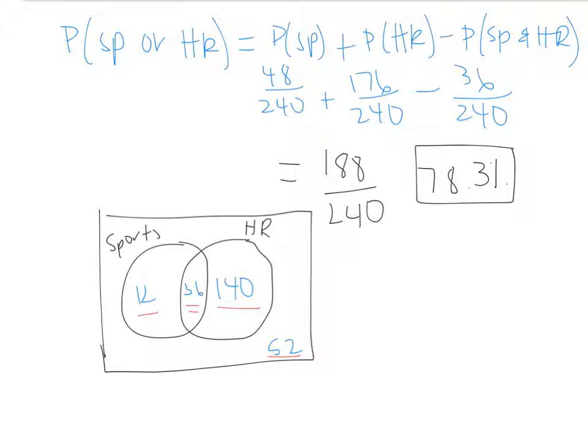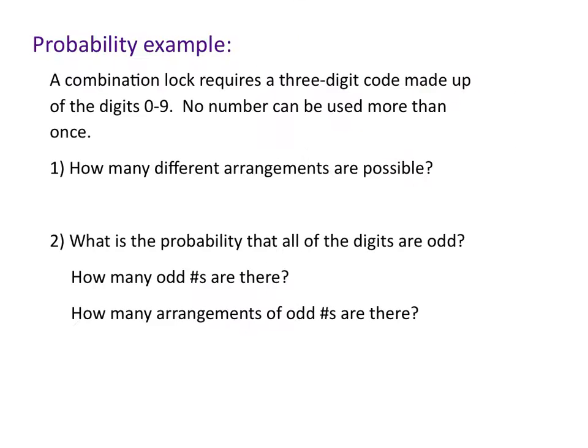So now to answer the question with the Venn diagram, we could add up 12 plus 36 plus 140 and get 188 out of 240, which would still be 78.3%. We are now going to put a pause on the non-mutually exclusive events and look at one more probability example.